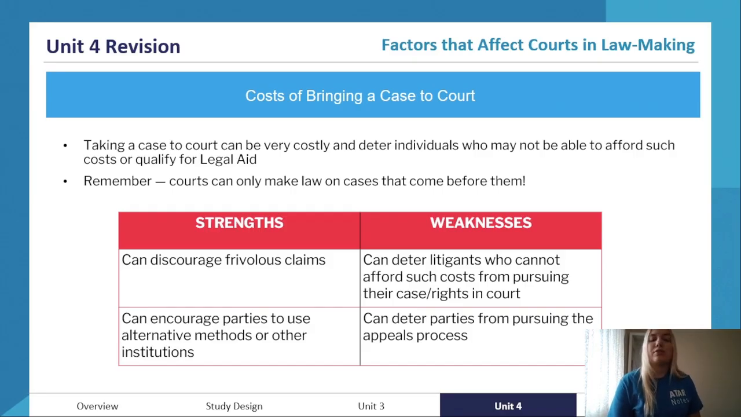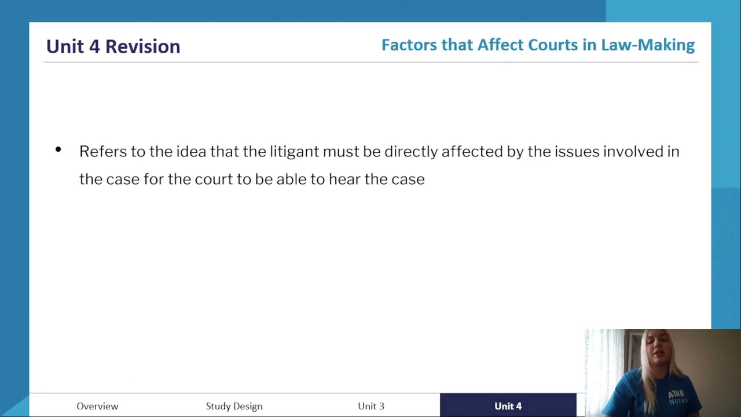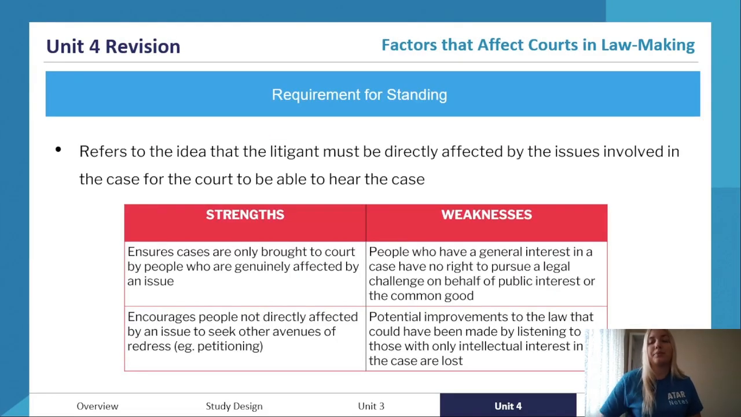Benefits of this: we reduce backlogs, we reduce any frivolous, ridiculous cases or claims by having higher costs, and it also encourages parties to use other alternative methods and institutions that are available rather than just going through the courts. Unfortunately, it also deters litigants who cannot afford the cost of pursuing their case in court, and it can deter parties from pursuing appeals in particular, even if they receive an incorrect outcome.